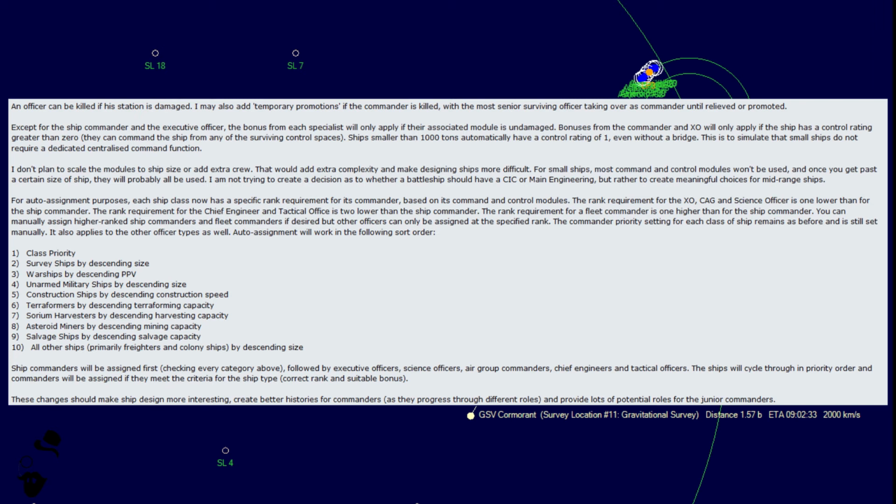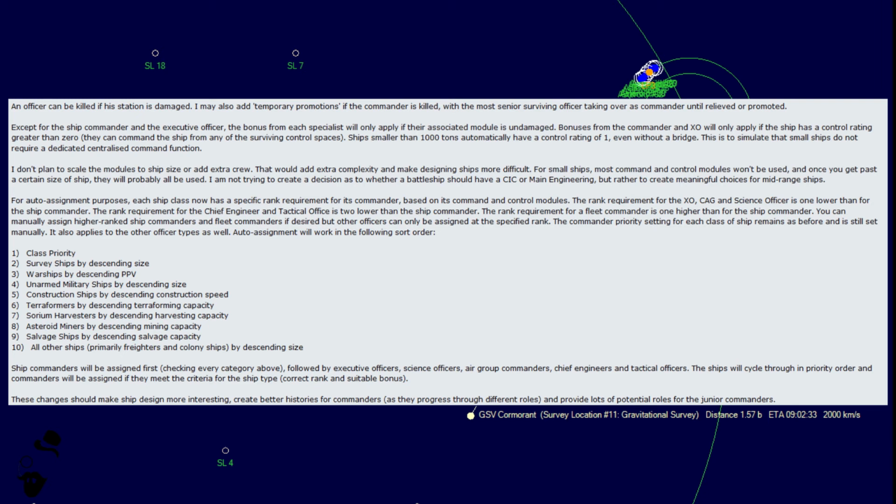But either way, there's not really an intent to make a choice as to whether a battleship would have a CIC or a main engineering, but rather to create meaningful choices for mid-range ships. So larger ships, of course, are going to have all of the various combat-related stations, but for a smaller ship, you might have to make an actual choice to shave down those extra tons. Although, personally, 50 tons here and there might not break the budget on anything larger than a couple of kilotons.